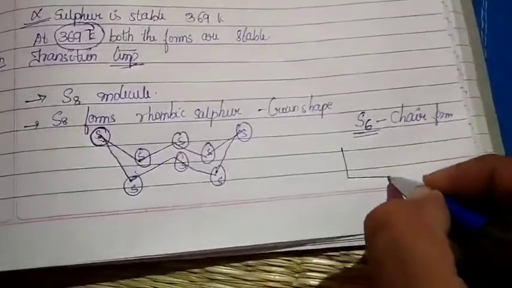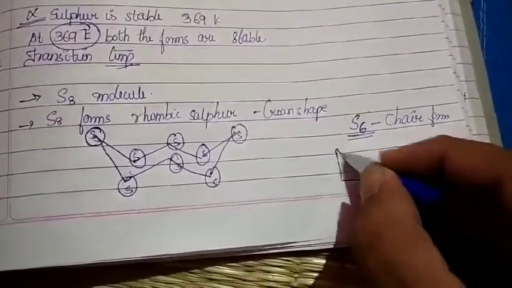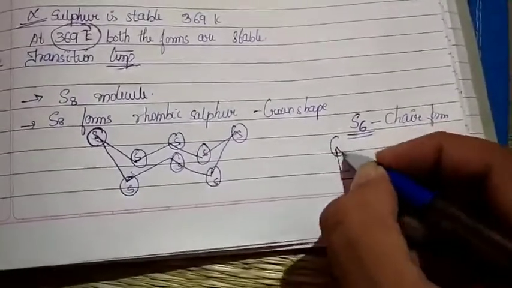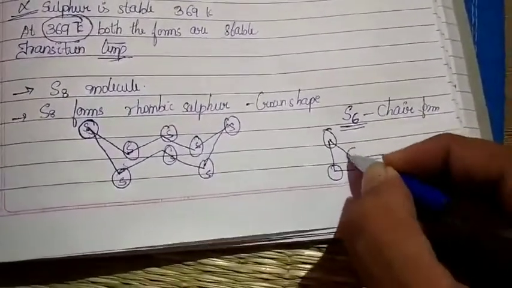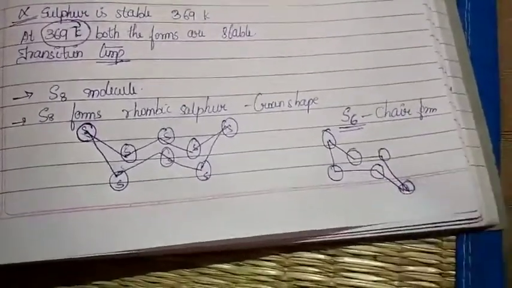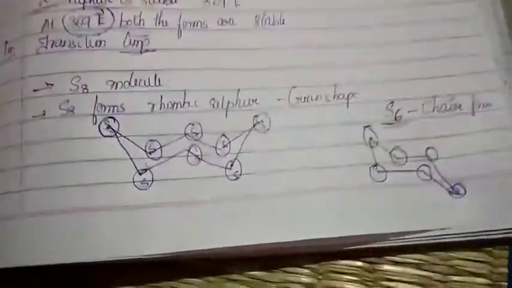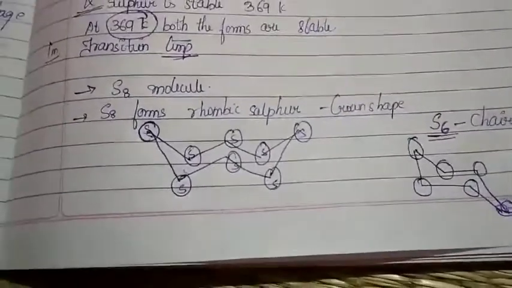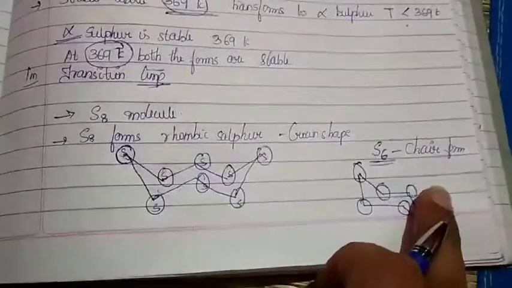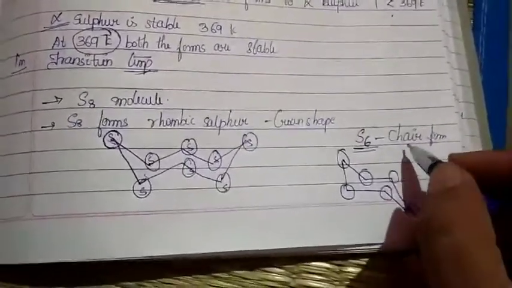ಚೇರ್ ಫಾರ್ಮ್ ನೋಡಿ, it is in this way. Just see how I am writing so that it would be easy for you to also write. So this is your 1 sulfur, 2, 3, 4, 5 and 6. So whenever your rhombic sulfur is existing in the S8 format, it will be having a crown shape, whereas whenever it is completely coming in the form of your S6, it will be having a chair form.